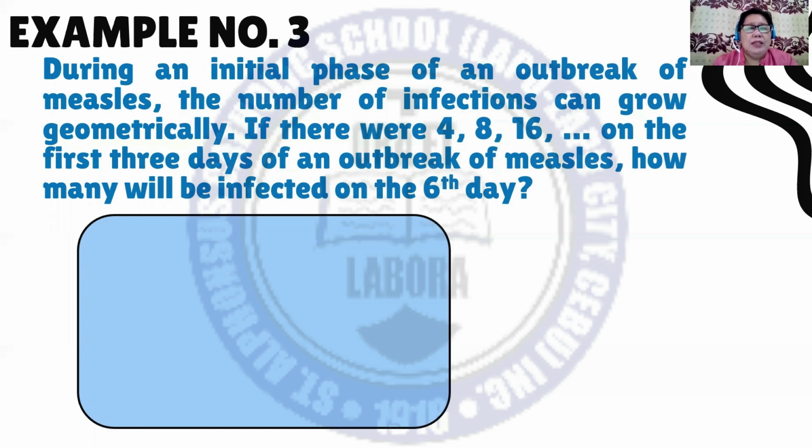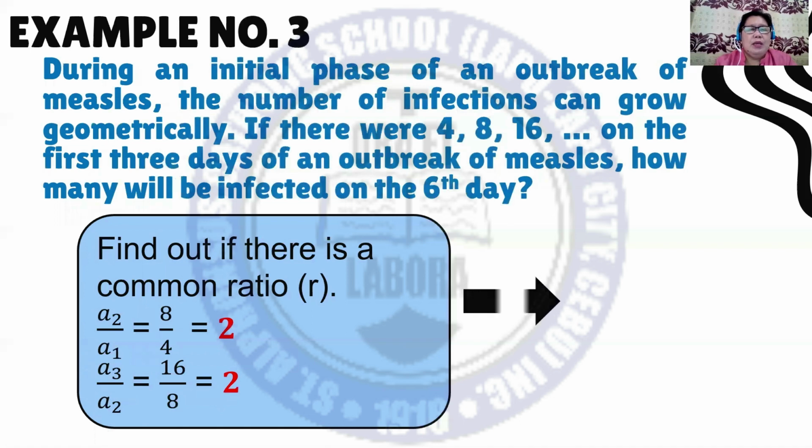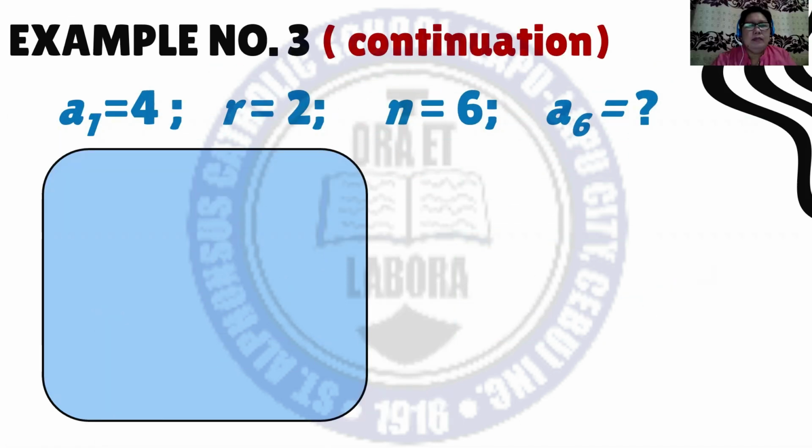how many will be infected on the 6th day? So, solution: find out if there is a common ratio. First term is 4, the second term is 8. So 8 over 4 is equal to 2. Then 16 over 8 is equal to 2. So the common ratio is 2.